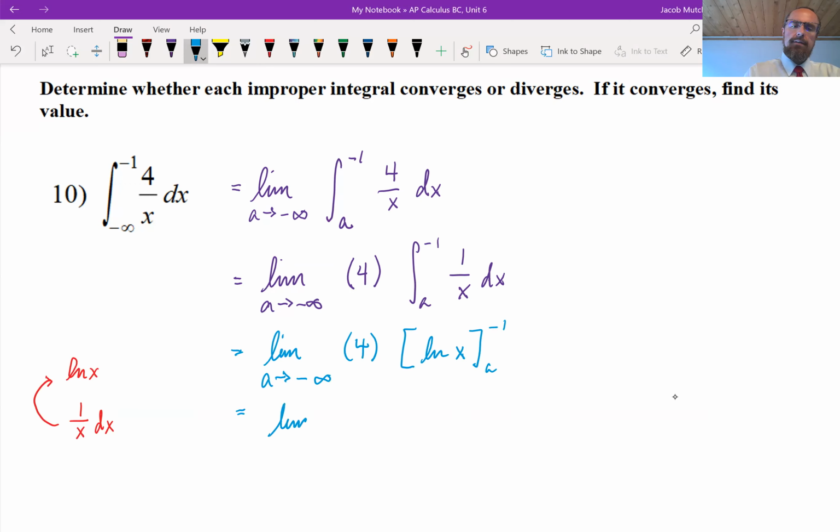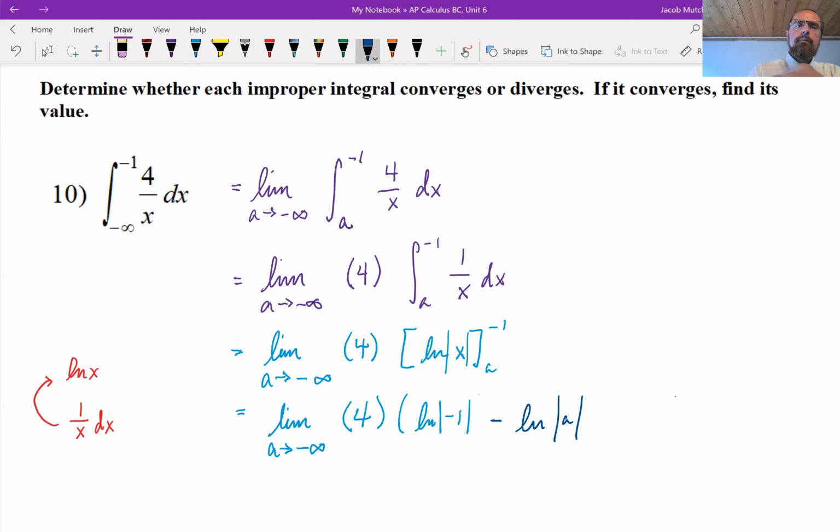So now we'll apply the fundamental theorem of calculus to evaluate a definite integral. So it's the limit as a approaches negative infinity of 4 times natural log. In fact, this is going to be absolute value. So natural log of the absolute value of -1. And then I'll just pick up minus natural log absolute value of a. So at this point, I can evaluate the natural log of absolute value of -1. That's natural log of 1, e to the power of 0 is 1, so that has a value of 0.